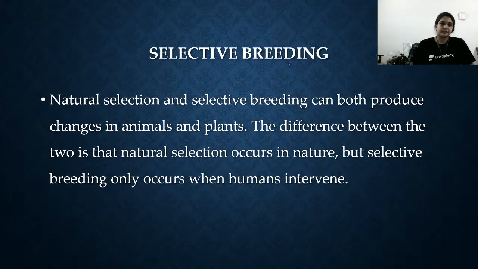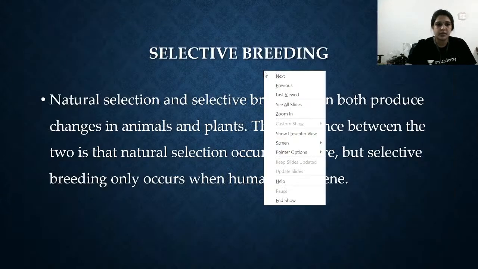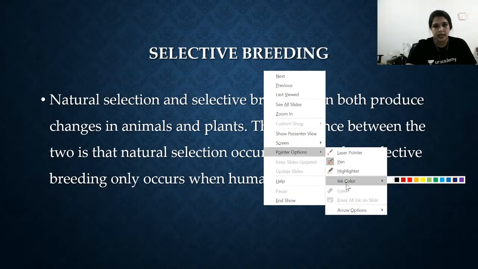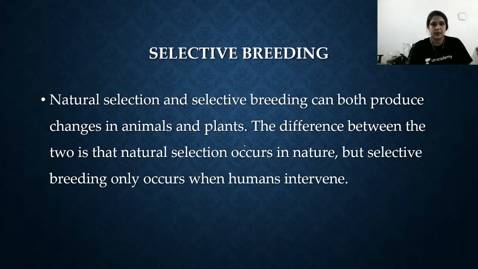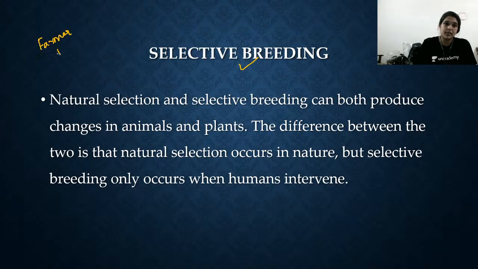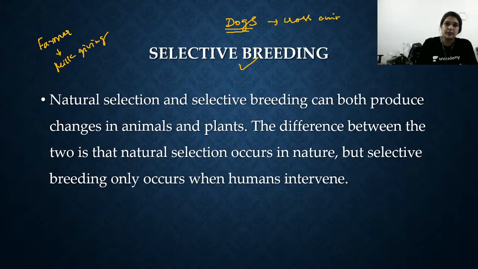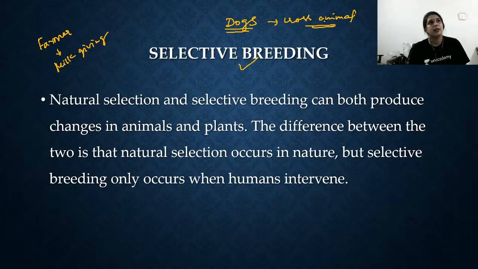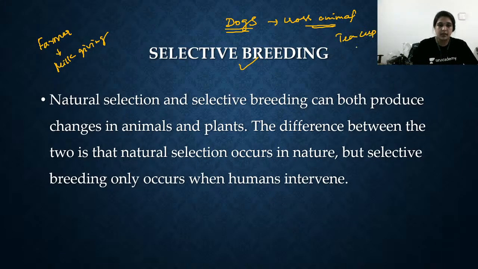Fine. Selective breeding. Natural selection and selective breeding can produce changes in animals and plants. One difference between natural selection and selective breeding is that natural selection takes place in the environment, in nature. Selective breeding is what we do. For example, farmers breed animals with high milk giving capacity. One more thing, I'll give you a very good example: dogs, the pet industry. In dogs, what do people do? They crossbreed animals with very likable personalities. For example, teacup puppies, and husky plus German shepherd. They call it by some different names. Labrador plus golden retriever, Labrador retriever.